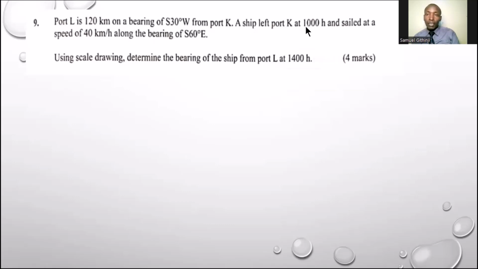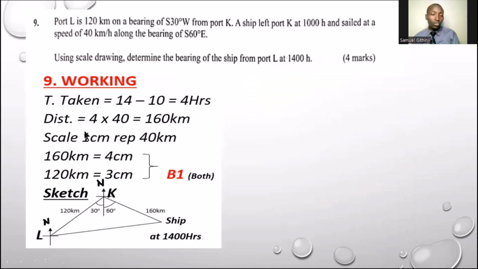A ship left port K at 10 hours and sailed at a speed of 40 kilometers per hour along the bearing of south, 60 degrees east. Using the scale drawing, determine the bearing of the ship from the port L at 14 hours. Remember, it started from 10 hours. Okay, my student, we can look at a sketch for that. Yes, we can go ahead and look at the sketch before maybe the drawing.